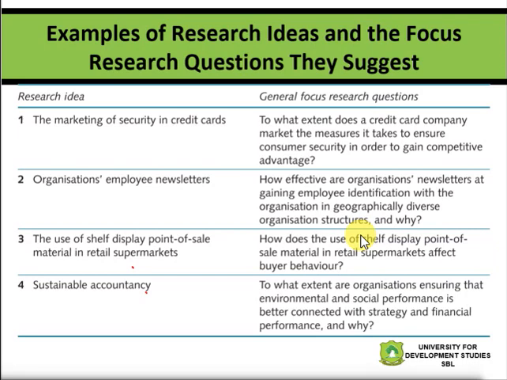And the research question may be, to what extent does a credit card company market the measures it takes to ensure consumer security in order to gain competitive advantage? This is a very long research question. Then the second one is organizations, employees, newsletters. And then we ask a corresponding research question. How effective are organizations' newsletters at gaining employee identification with the organization in geographically diverse organizational structures, and why?